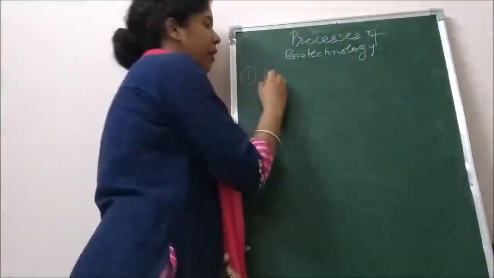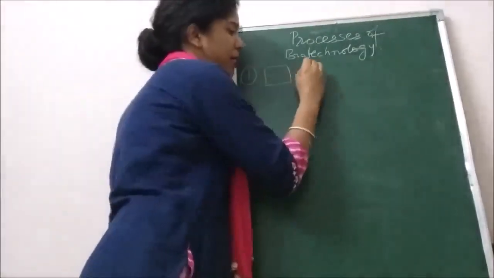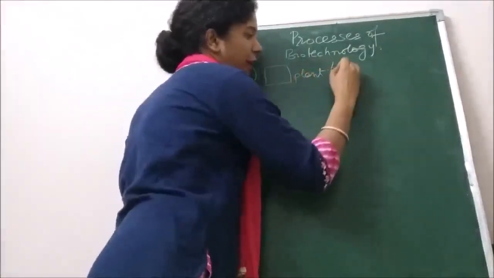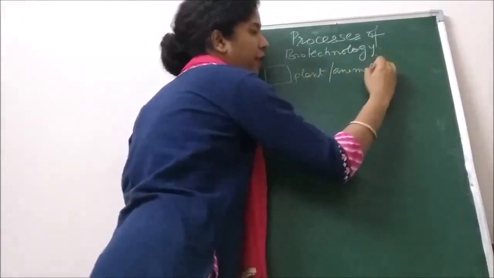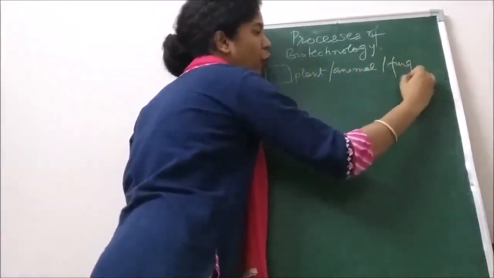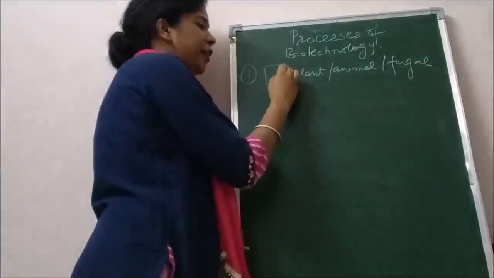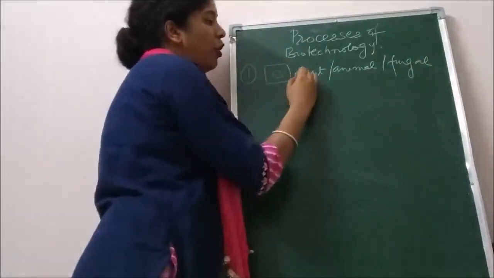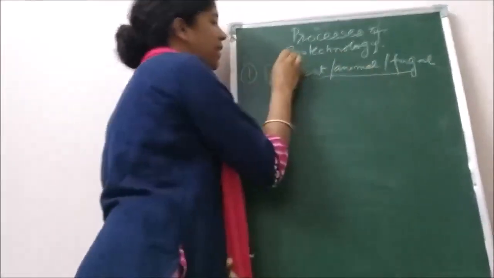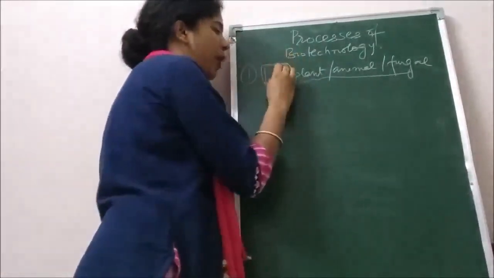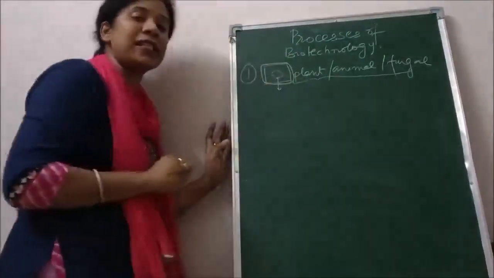from the cell. Now for example, we are having a plant cell, an animal cell, or a fungal cell. We want to isolate our DNA from this particular cell. We are going to first break up the cell wall or the cell membrane so as to get the DNA which is inside these cells.